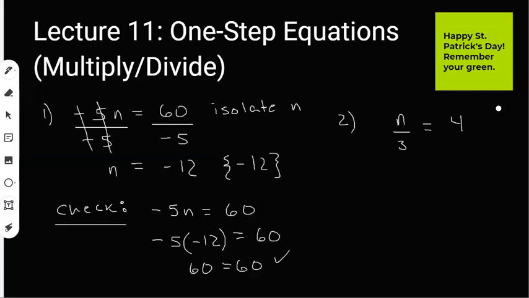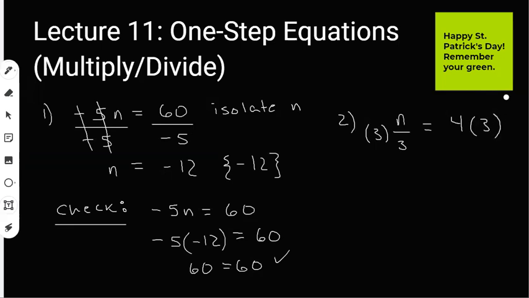So the first thing I want to do is isolate the variable. I want to get the n by itself on the left side. To get it by itself, I would have to get rid of this 3 in the denominator somehow. Now notice we're dividing by 3. So what's the opposite of dividing? The opposite of dividing is multiplying. So I need to multiply both sides by 3.